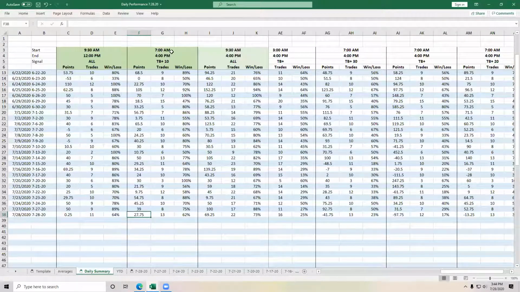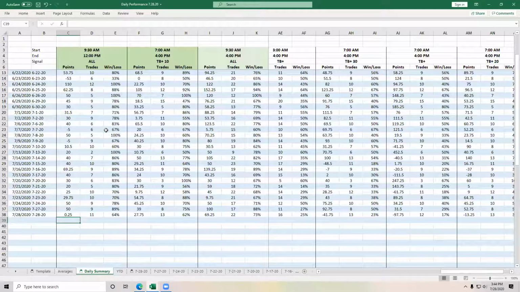That is trading from 7 to 4. That's taking only the trend bias trades and locking in for 10 points, or looking for a 10-point profit. If we take a loss, it can be anywhere between 1 point to 20 points, depending on the nature of the signal or possibly hitting our protective stop. So I'm going to go ahead and start with the 9:30 to 12, taking all signals.